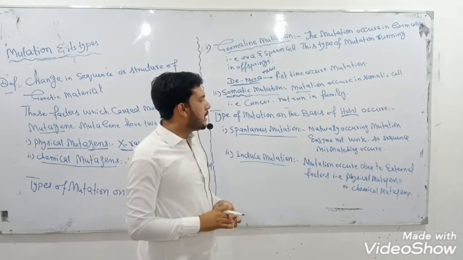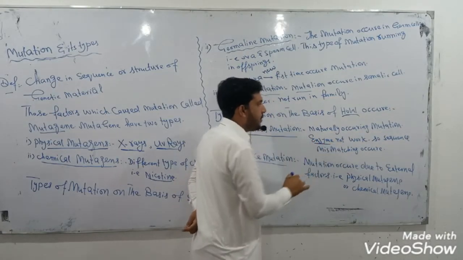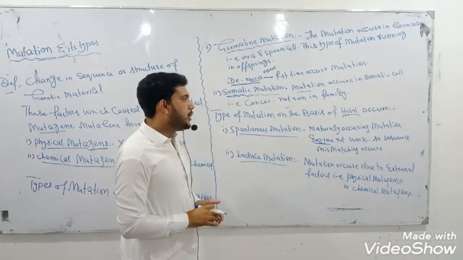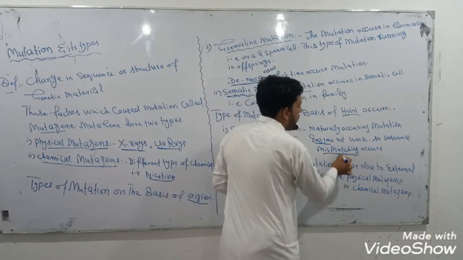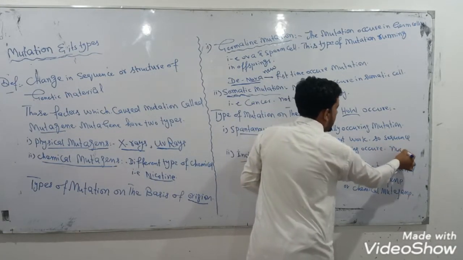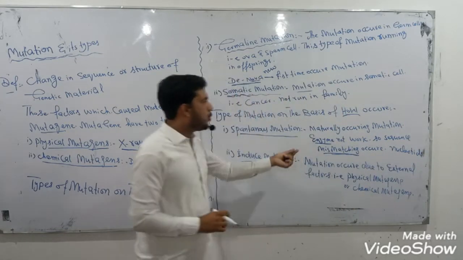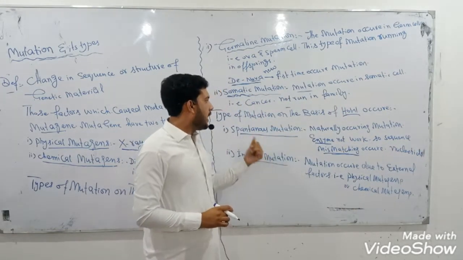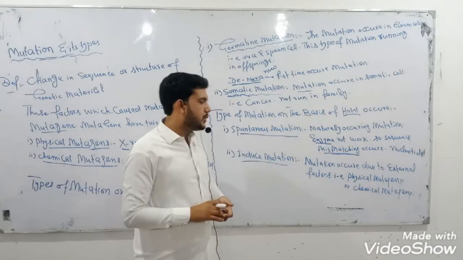How do they occur naturally? For example, the body enzymes do not function properly. They lose their function, due to which mismatching of nucleotides occurs. Due to this mismatching of nucleotides, the mutation occurs, and this mutation occurs naturally. That is why it is called spontaneous mutation.